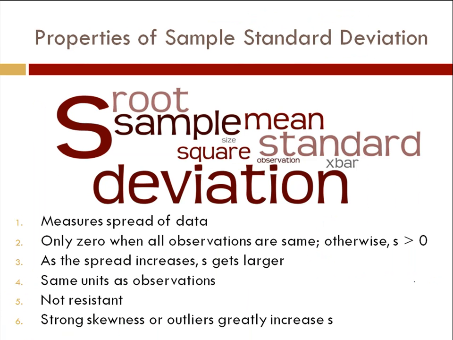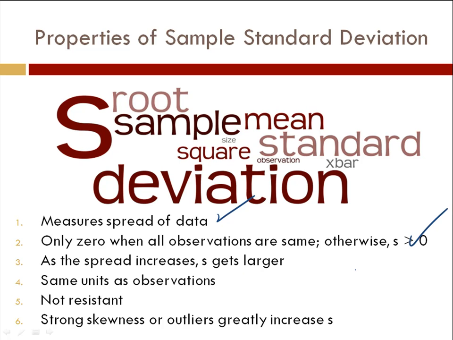So now that we know what the standard deviation is and how to calculate it, let's look at some properties of the sample standard deviation. This measures the spread of the data. It's only 0 when all of the observations themselves are equal to each other, because if the standard deviation were 0, that would mean that all of the individual deviations had to be 0, and of course that would mean that all of the observations must be equal to each other.